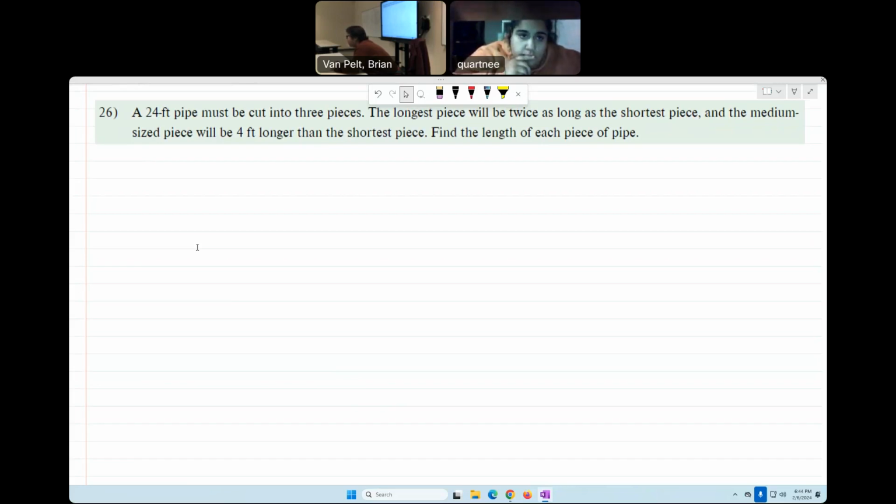Medium size would be 4 feet longer. You can write that. What does that equal then? So using a letter, what would it be? You can multiply. No, that's not what longer means. Add. So you're going to add 4 to it, right? So what's that going to look like? It's going to be X plus 4. That's right.